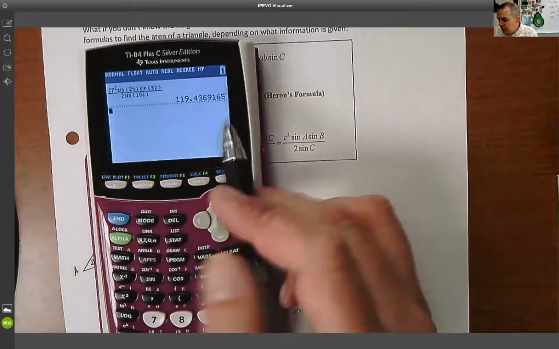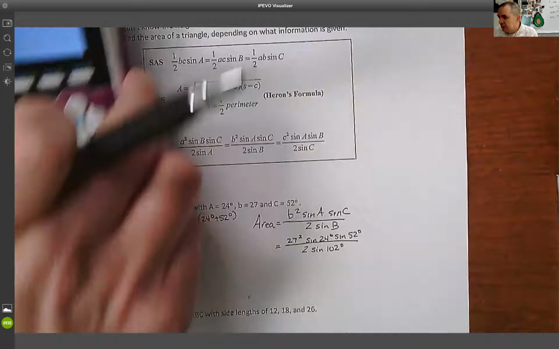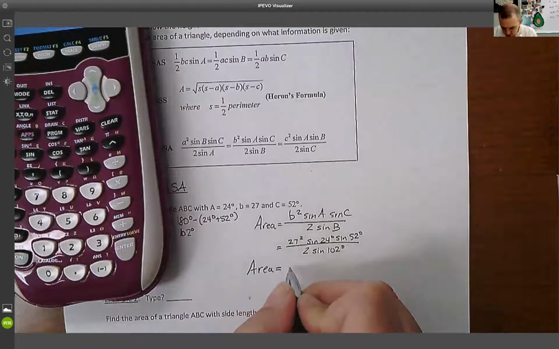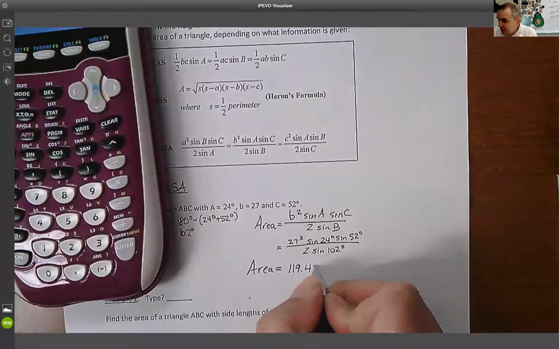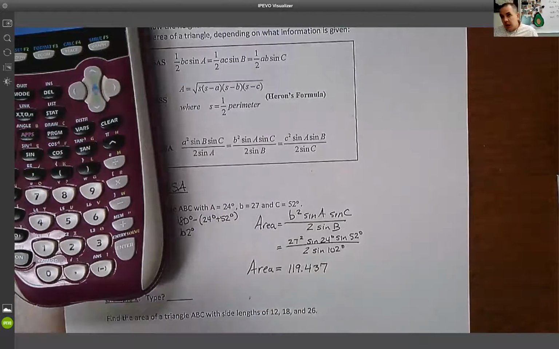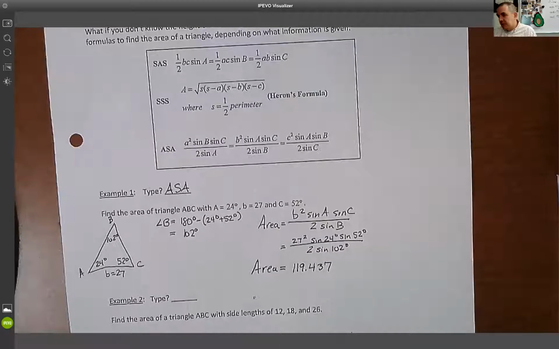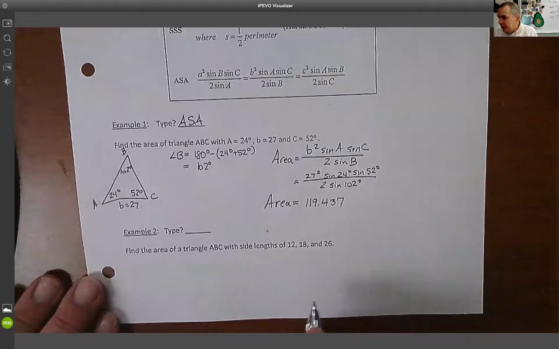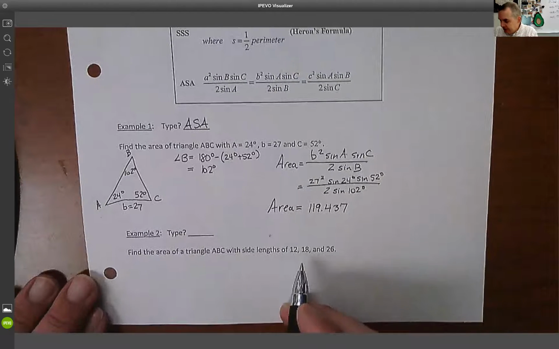And we're going to get 119.437. So the area of this triangle is 119.437. Again, it's a substitution and calculator exercise. Now, the next one we're going to look at: find the area of triangle ABC with side lengths 12, 18, and 26.